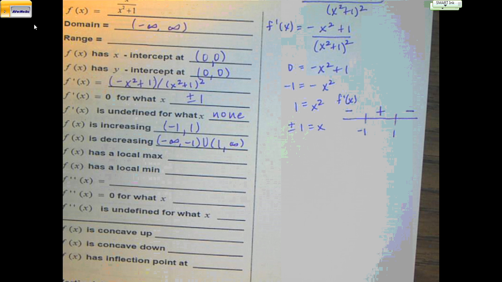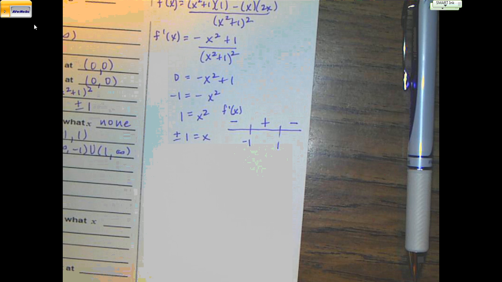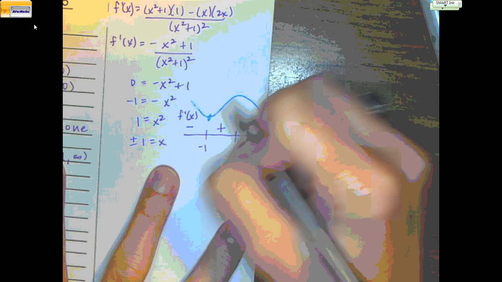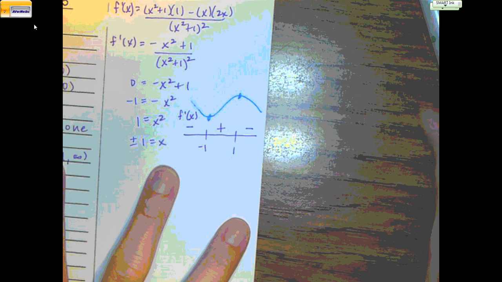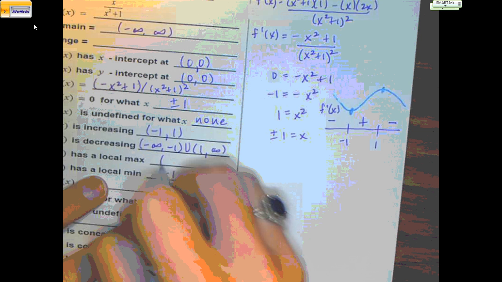Great. It wants to know about the local max and the local min. This is where you can do your little decreasing, increasing, decreasing. Even if the actual graph doesn't look like this, drawing that picture can help you see where there's a local max or a local min. So there's a local minimum at -1 something and a maximum at 1 comma something.